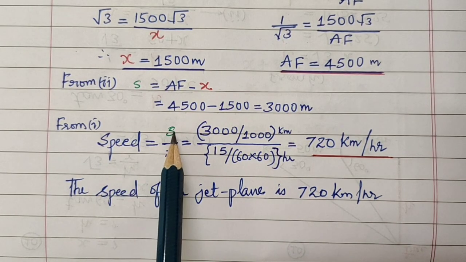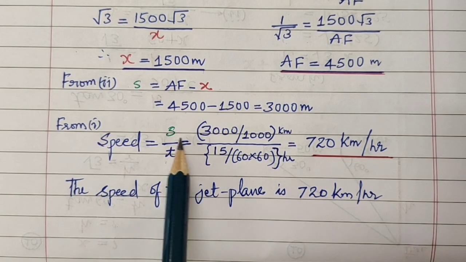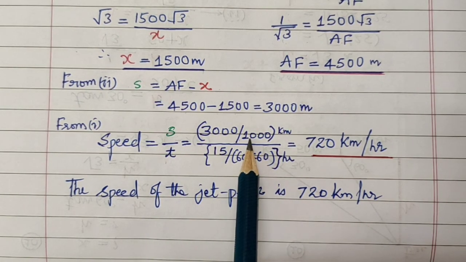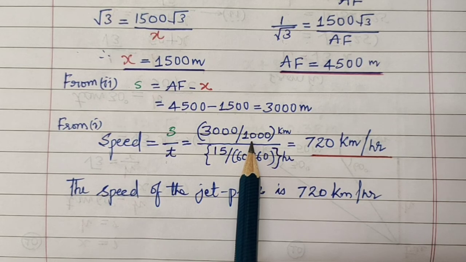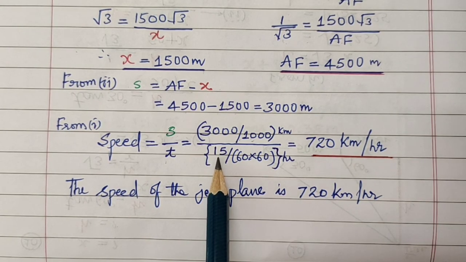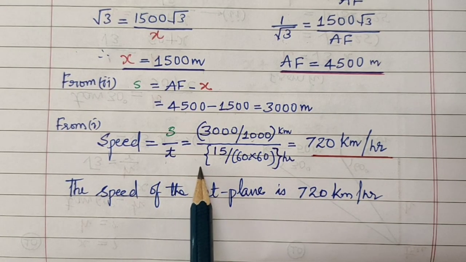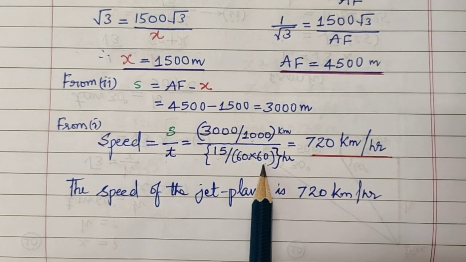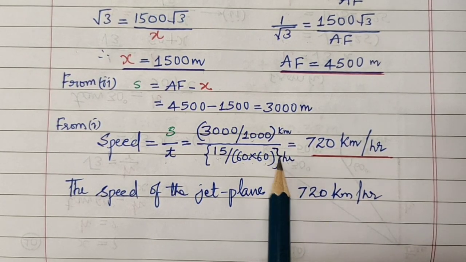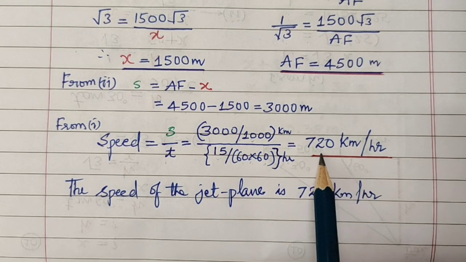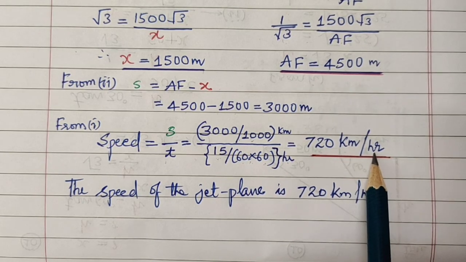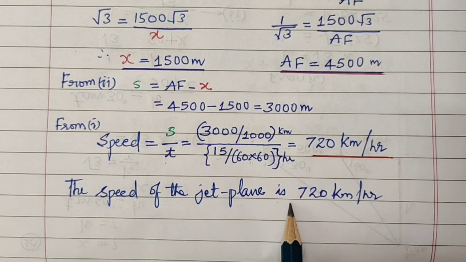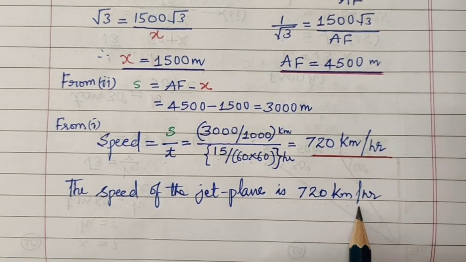We know that speed is equal to distance traveled divided by time. Distance traveled is S is equal to 3000 meters. Convert that into kilometers, divided by 1000. The time taken by the flight is 15 seconds, divided by 3600, that will give hours, so kilometers per hour. When you calculate these two, we get 720 kilometers per hour. This is the speed of the flight. The speed of the jet plane is 720 kilometers per hour.